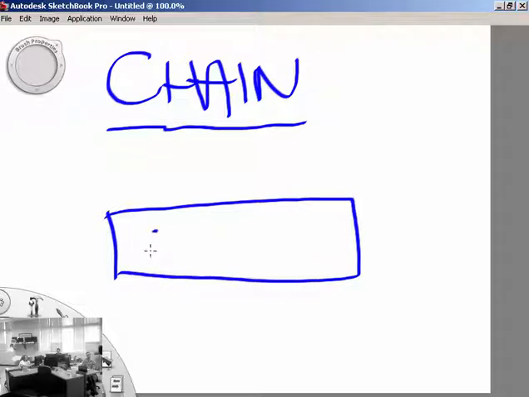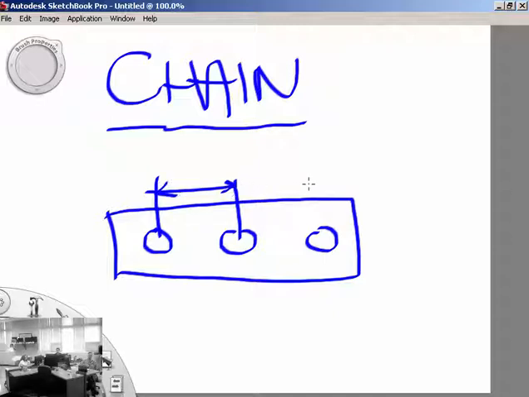So this would be an example of chain dimensioning. Dimension there, dimension there, dimension there. It's a chain. Yeah, you've seen it a lot of times. We talked about it, but that's what chain dimensioning is. But what's the drawback with doing this?